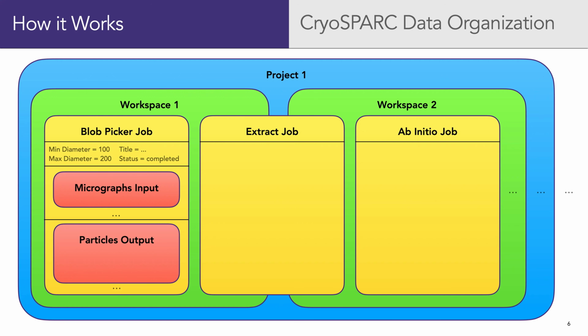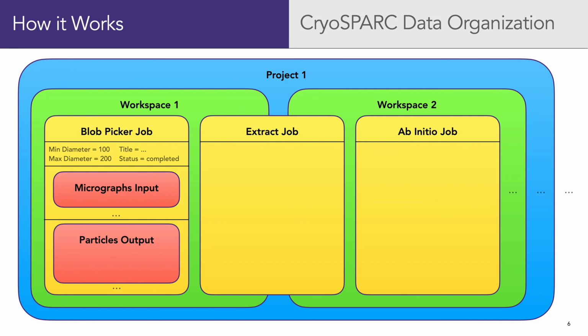Each one of these represents some kind of cryo-EM data type. Most typically, you will see exposures, particles, and volumes, and there are some other types that we support in CryoSPARC, such as templates and trained models. So in this example, the blob picker accepts micrographs as input and produces particle picks as output.